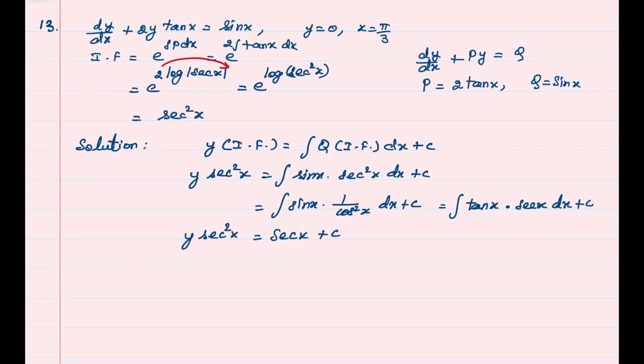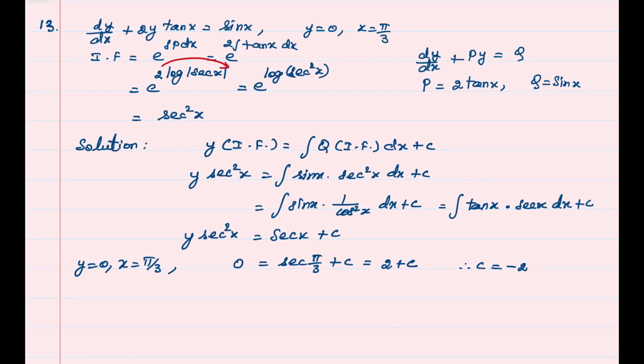And this is an initial value problem. y is 0 when x is pi by 3. Let us substitute these values. The left hand side becomes 0, secant pi by 3 plus c. Secant pi by 3 is 2. Therefore, c value is minus 2.